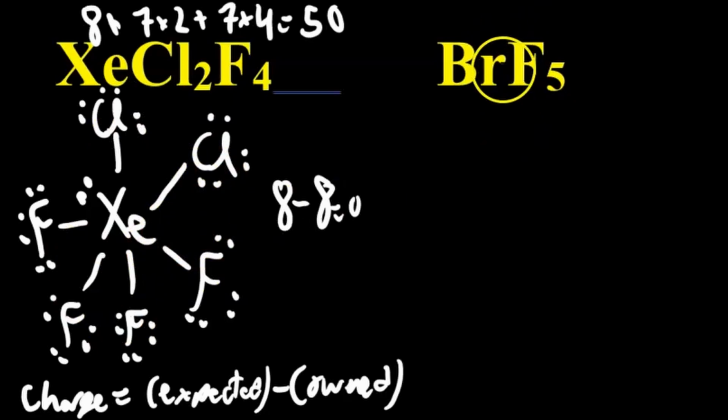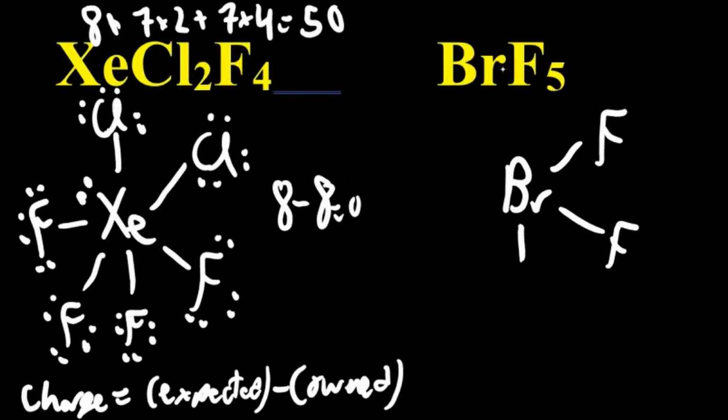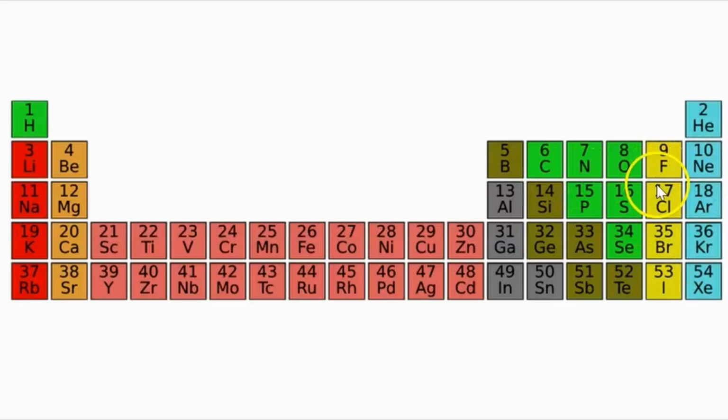Okay, Br2. It should be pretty obvious by now that bromine is the central atom, and we'll attach the fluorines to it. On the outside are the outer atoms. We'll count the number of electrons. Bromine is right here. Oh, here it is. I'm going blind.